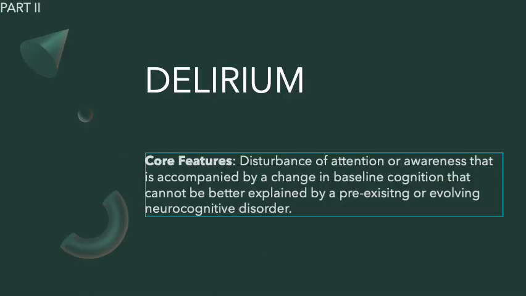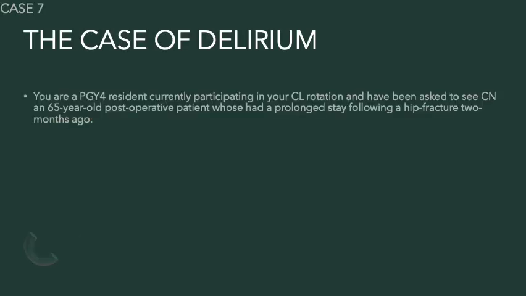Now on to part 2, where we'll talk about delirium. The core feature of delirium from DSM-5-TR is a disturbance of attention or awareness that is accompanied by a change in baseline cognition that cannot be better explained by a pre-existing or evolving neurocognitive disorder. So let's use a case to illustrate delirium.